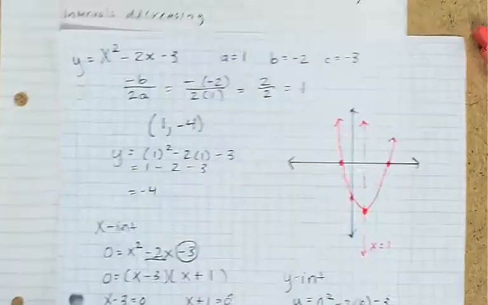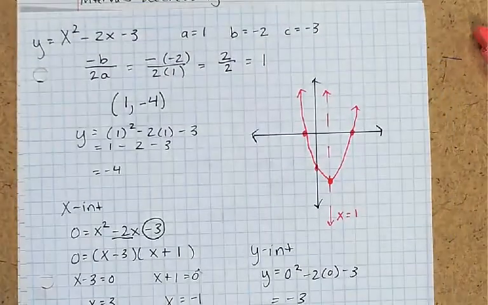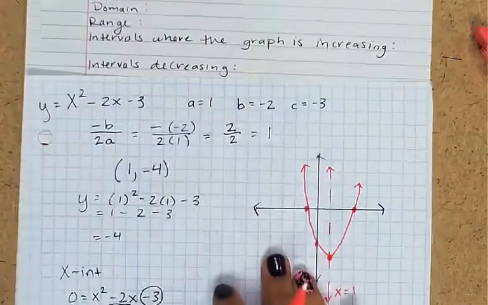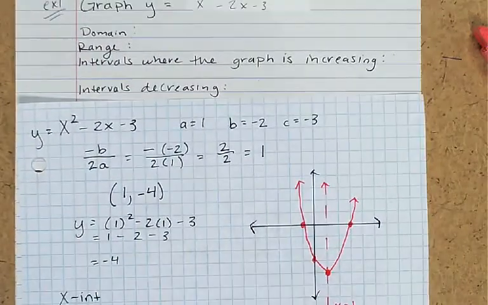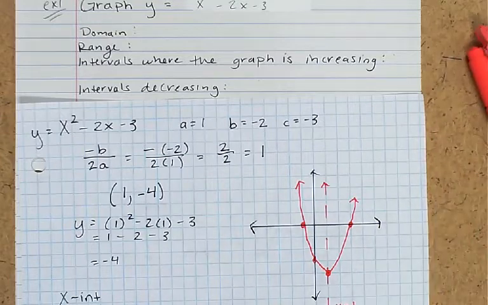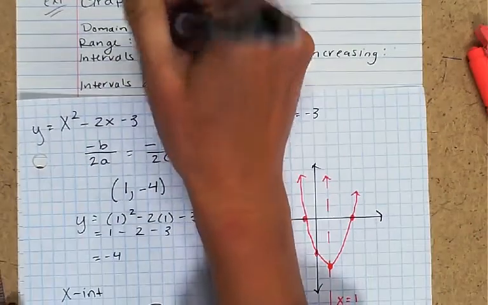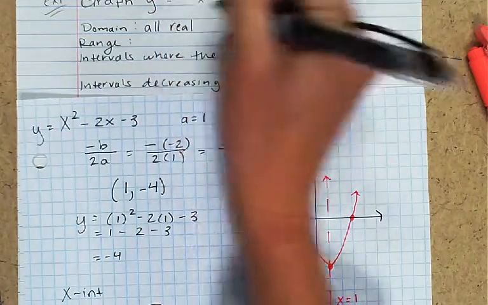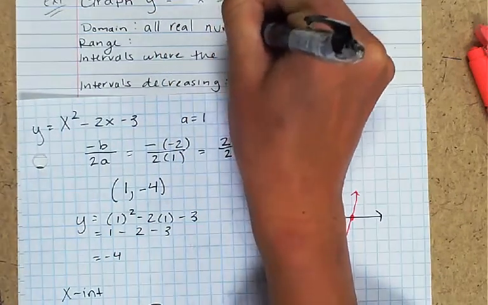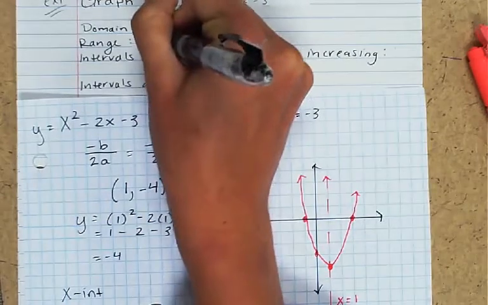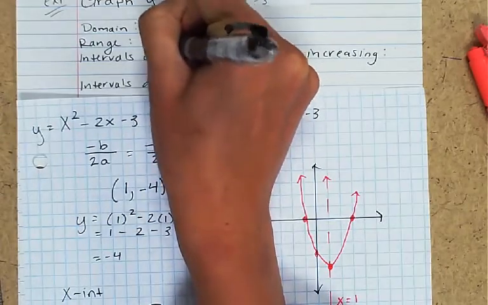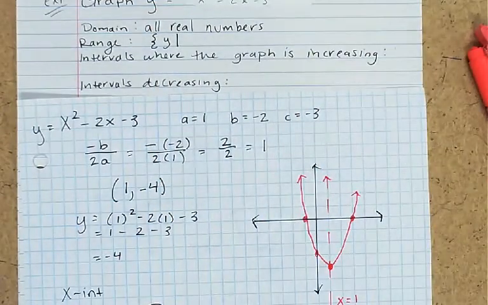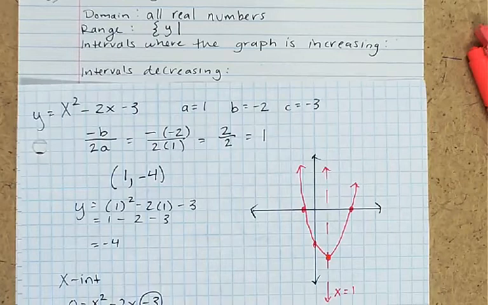Okay, so some questions that you might get in your quiz. We're going to do it pertaining to this graph here. It says, what is the domain? So the domain for quadratic functions is always going to be all real numbers. The range, those are the y values, is going to depend on where your vertex is.